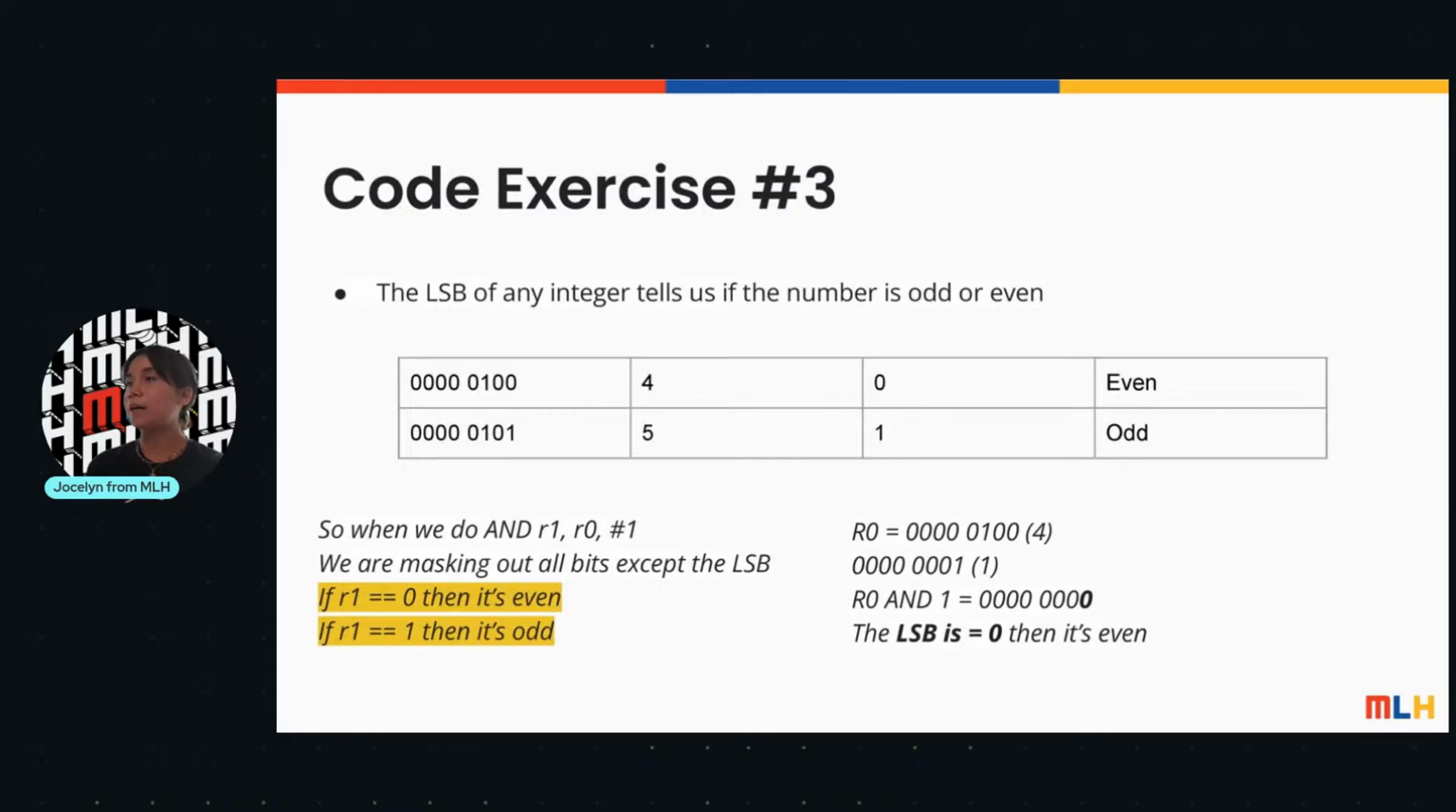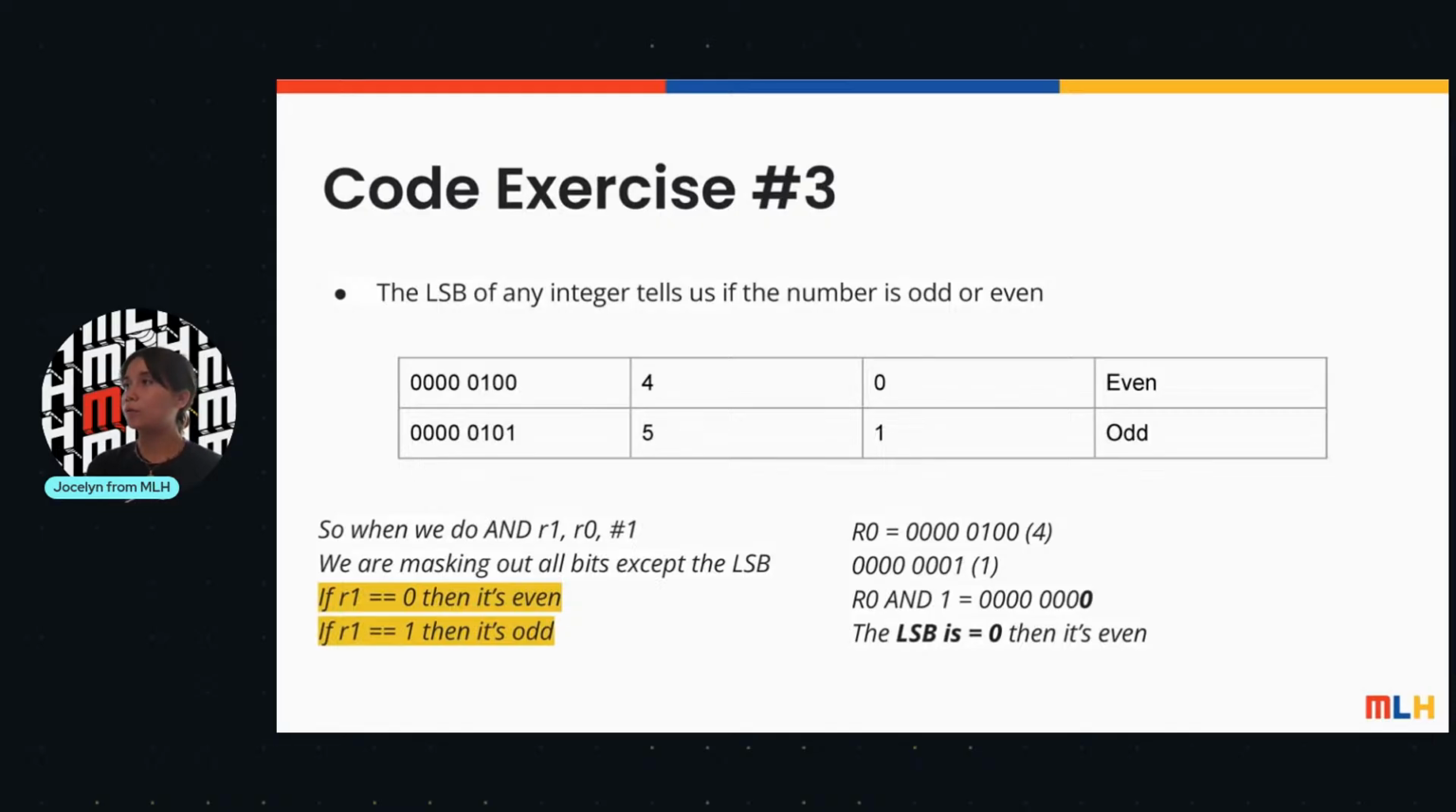If you have R1 equal to 0, that means it's an even number. And if we have R1 equal to 1, then that means it's an odd number. So the result in our register will determine if our number is odd or even. I placed an operation in there for you to see. Let's imagine that in my register 0, I have the number 4, and I perform an AND operation between 4 and 1, so basically R0 AND 1.